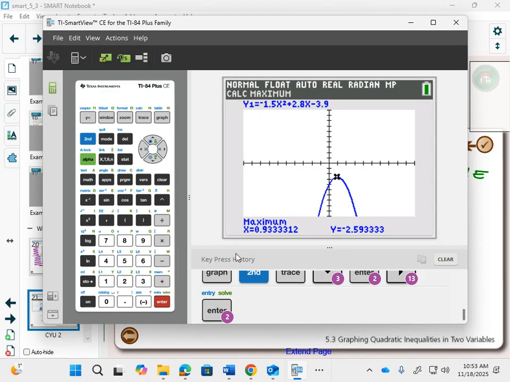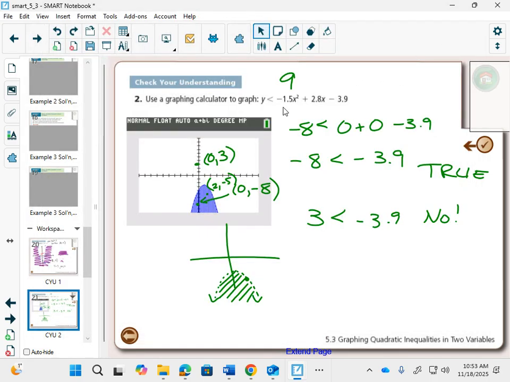Okay, questions for practice on this one? You can circle question number 9.